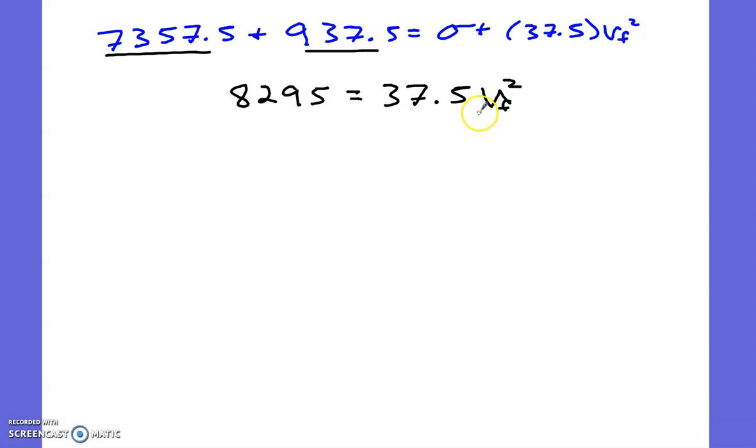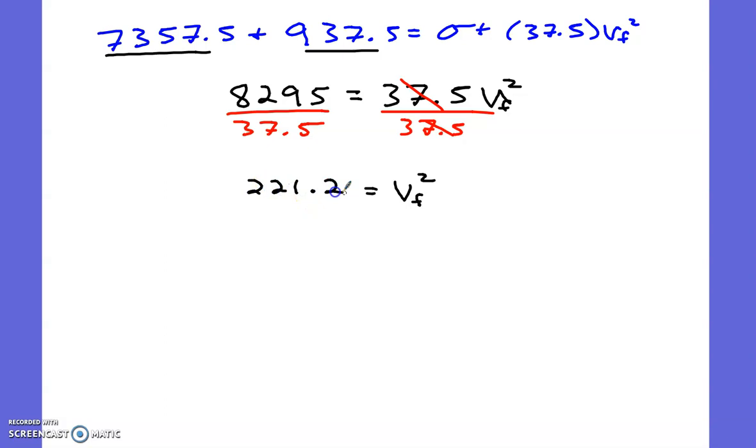Now the 37 and a half is connected to VF squared through multiplication, so we get rid of it through dividing. Here it cancels out, and we are left with VF squared on the right-hand side. On the left we get 221.2. And the final step, to get just VF, we need to square root both sides. When we take the square root of 221.2, we get 14.9. As always, we need our units. A speed is measured in meters per second.